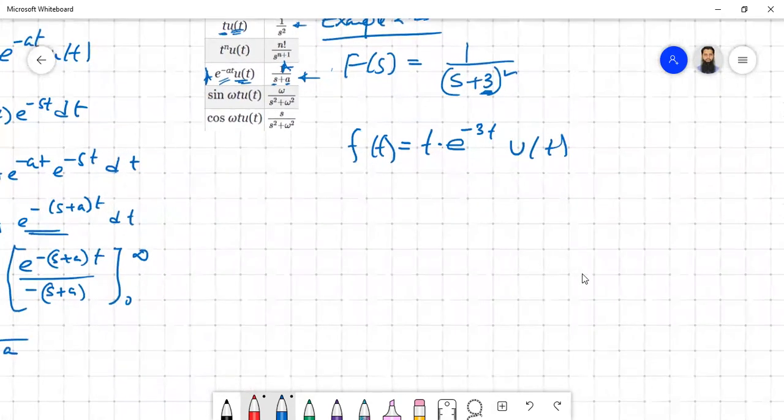Okay, so next is partial fraction expansion. It is also something I believe you already know, but just a review of the things. So the next topic that we're going to discuss is partial fraction expansion.